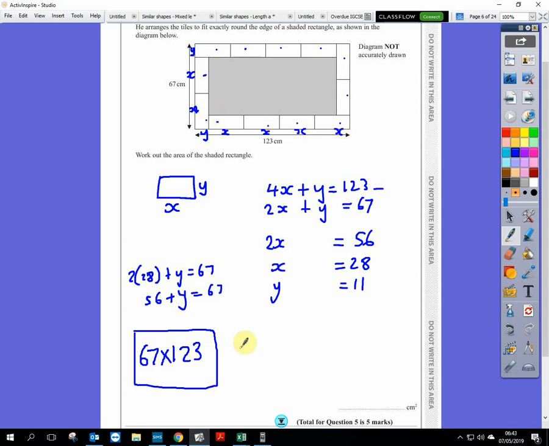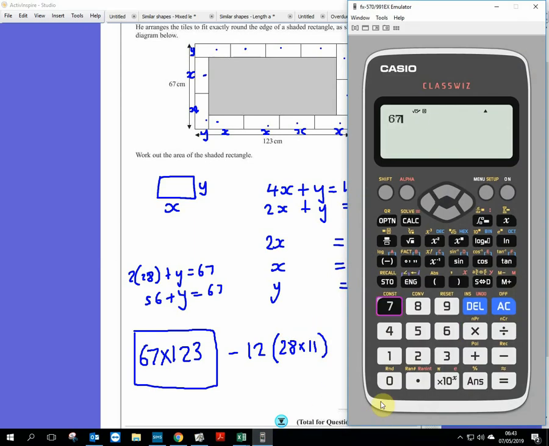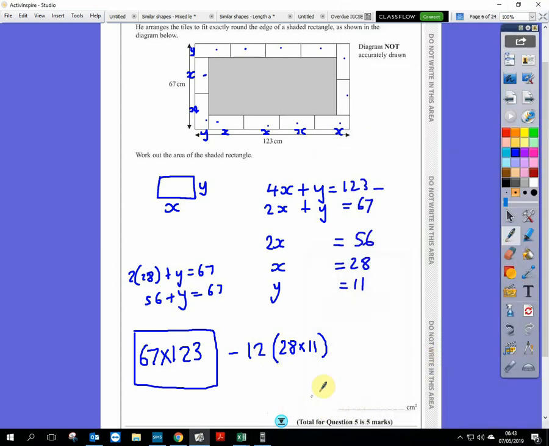12 of those. So if we work out the large rectangle, then subtract 12 of the smaller rectangles, which are 28 by 11, it should leave us with the grey bit in between. So we have 67 times 123 minus 12 times 28 times 11, and that gives us 4,545 as the final answer.